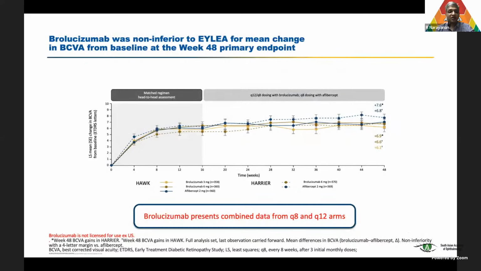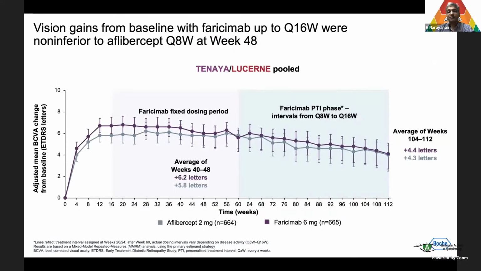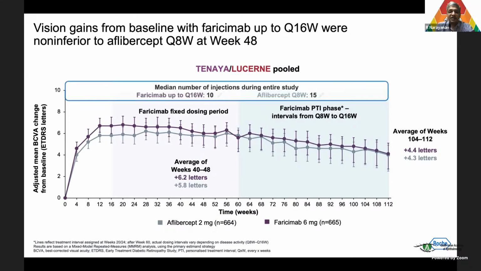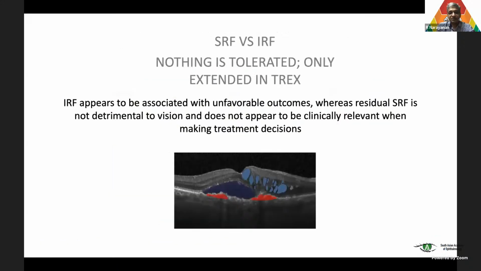This is from the Hawk and Harrier trial, brolucizumab. As you can see, these patients maintained vision even at the end of 1 year, even at Q8 week and 12 week. That means once in 2 months or 3 months. So the number of injections required can be significantly reduced. Same with faricimab, the number of injections required, especially in the PTI phase, personalized treatment interval phase of the second year, only 3 injections in the entire year. Again, what wonderful news.